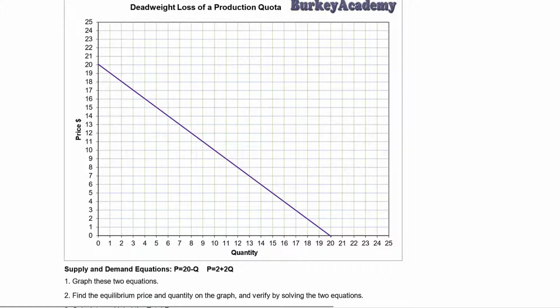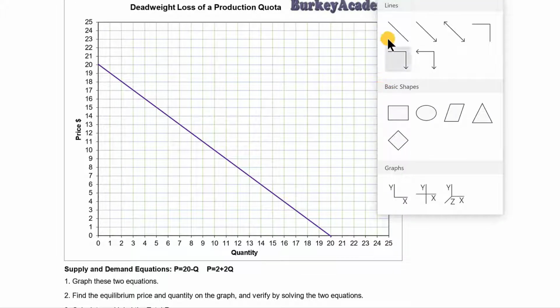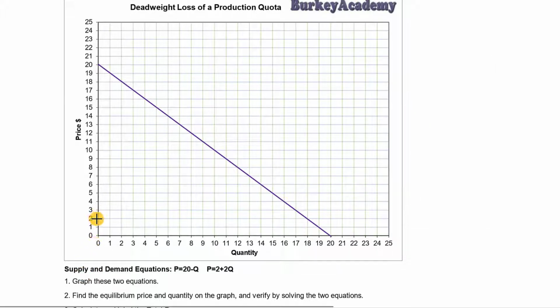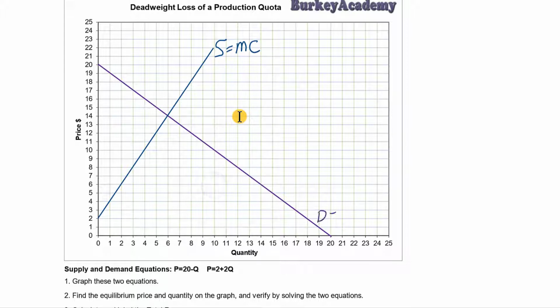And for our supply curve today, 2 plus 2Q. So the slope is 2. The y-intercept is also 2. So we're going over 1, up 2, over 1, up 2. And there we go. Now, as always, let's label everything. So this is the supply curve, but it also tells us the marginal cost of producing each additional unit. Over here, the demand curve also tells us the marginal benefit.